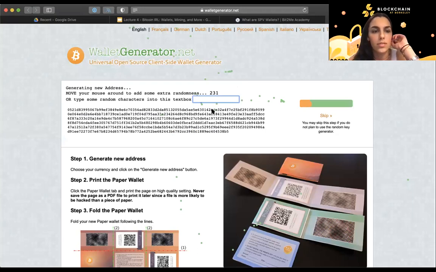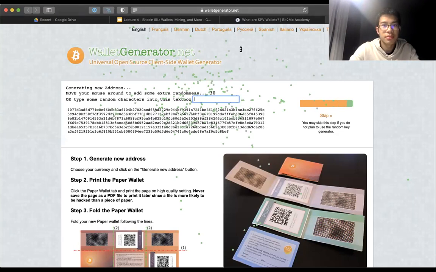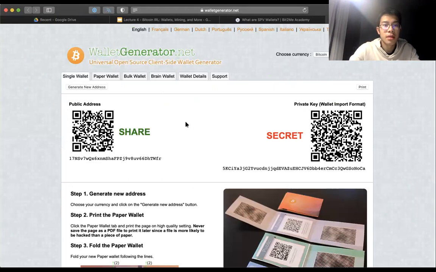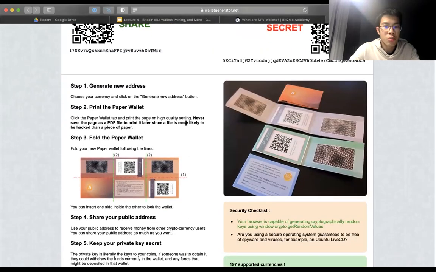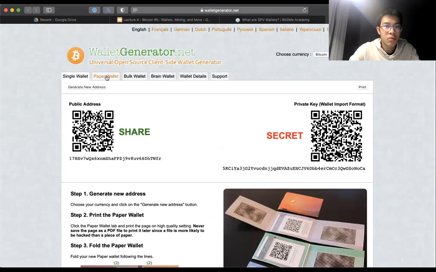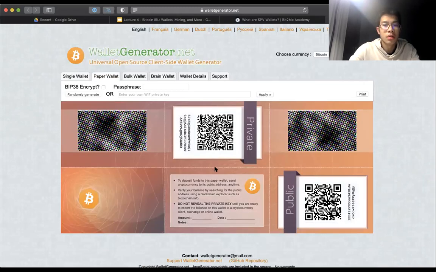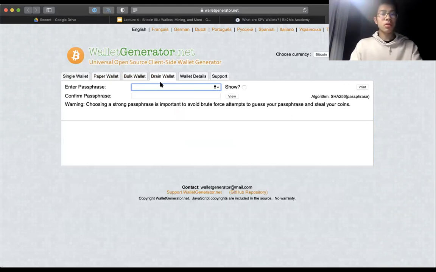Yeah, got it. So the first step is just moving the mouse around to create some randomness to generate our private key. And there we go. Here's our wallet. You can generate a new address if you choose the currency. You can print the wallet. Here is the paper wallet that you can use. Here's a bulk wallet. Sorry, that was the other lecture. And then brain wallet.